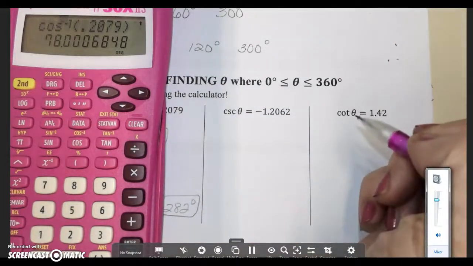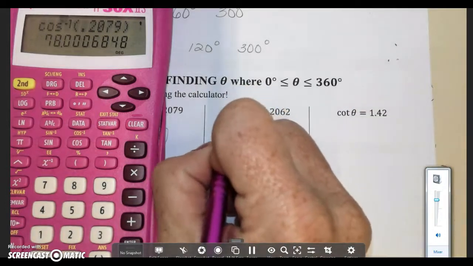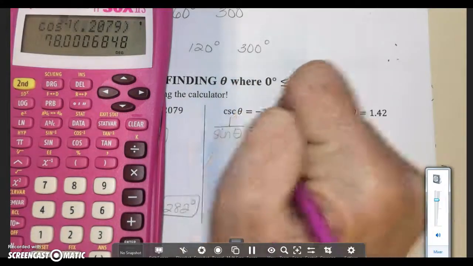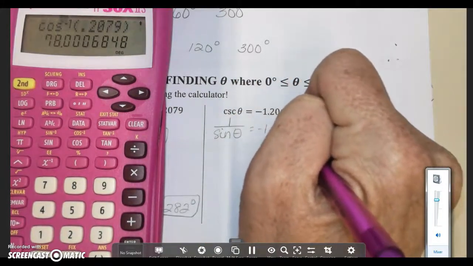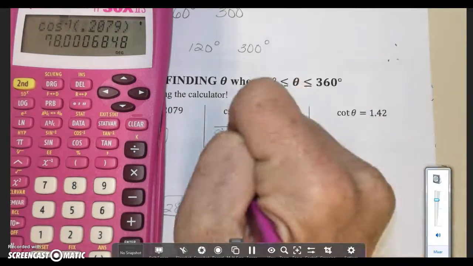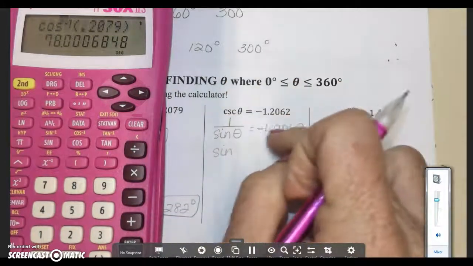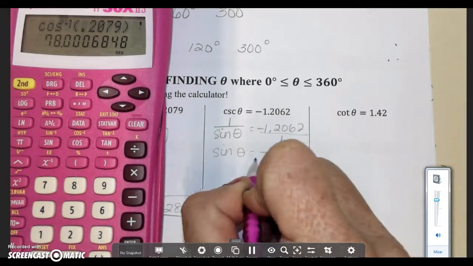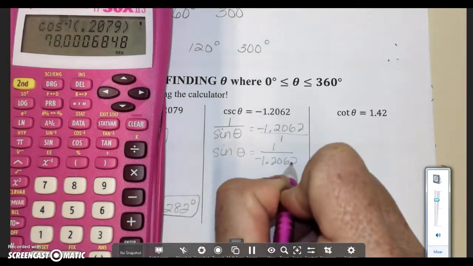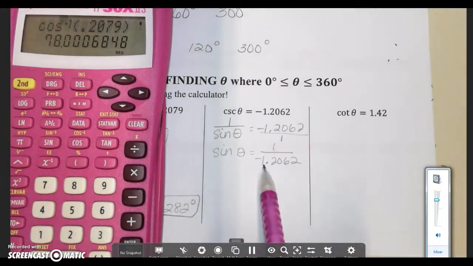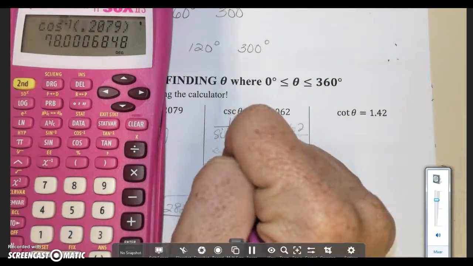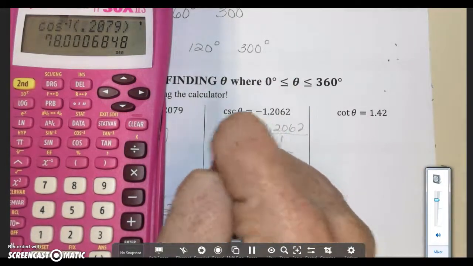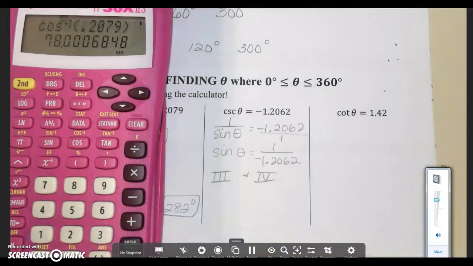Okay, so I don't have a cosecant button on my calculator. Like I said before, some newer ones do, but you really don't need it. Cosecant is the same thing as 1 over the sine of theta. So if we simply take the reciprocal of this ratio, we would get sine theta, right? I'm just flipping both of these fractions over. So sine of theta will give me 1 over negative 1.2062. So if our sine is negative, what quadrants does that occur in? That occurs in anything below the x-axis, right? So that's going to occur in quadrants 3 and 4.